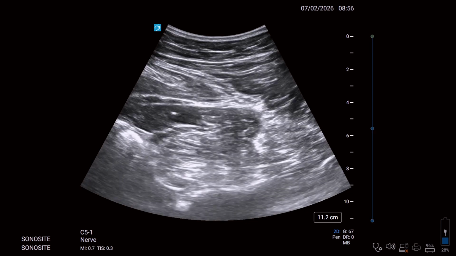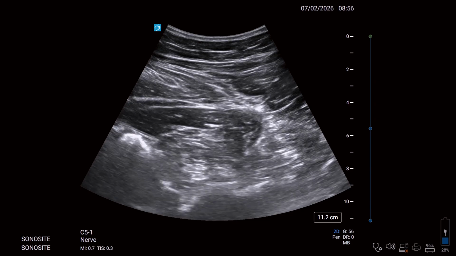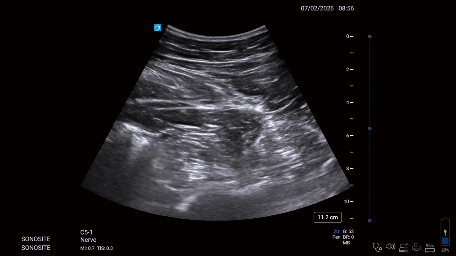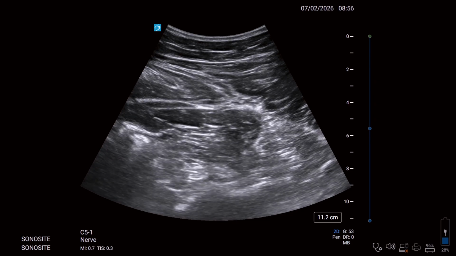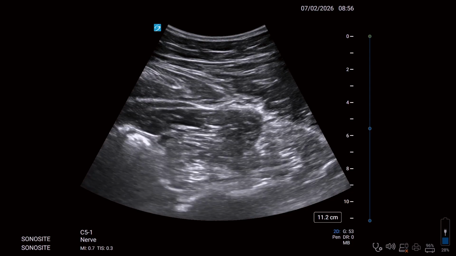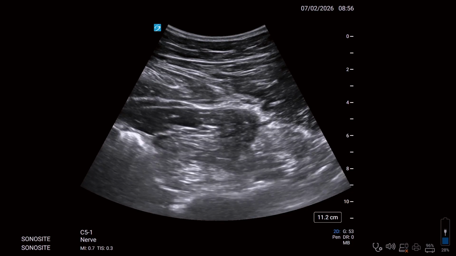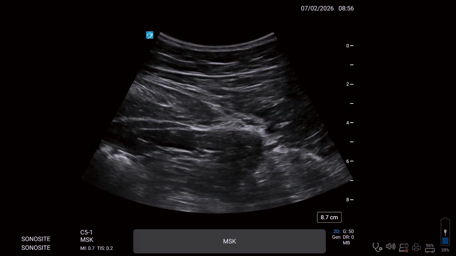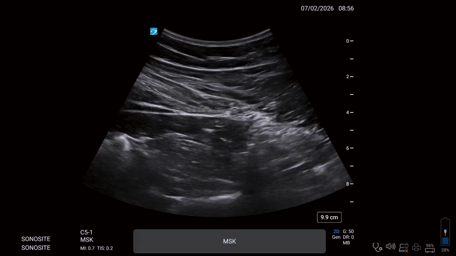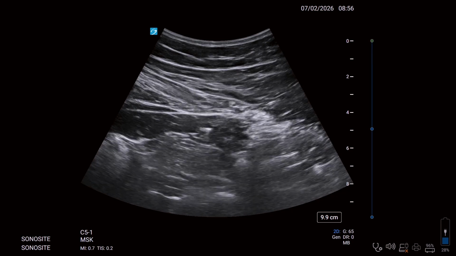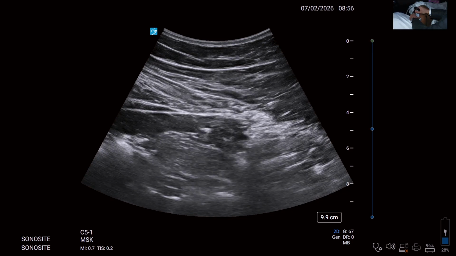Okay. So left hand of the screen, my dear friends, is anterior. Right hand of the screen is posterior. So right now I am on the nerve preset. I would request Srikanth, he is from Sonosite, to switch over to MSK. So musculoskeletal can give us much better images. I am applying considerable degree of pressure. Can you increase the depth one more?